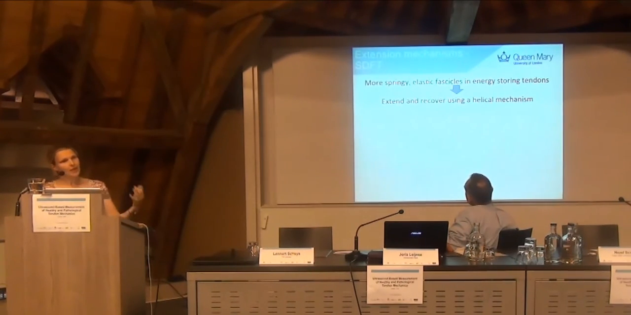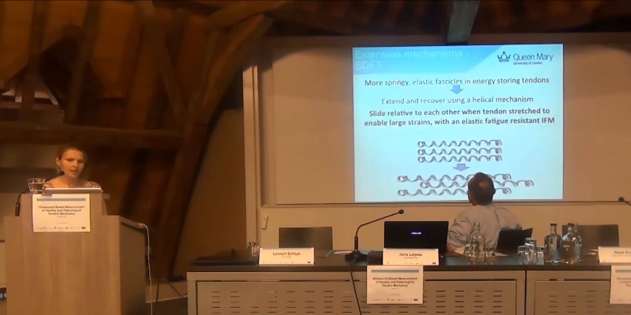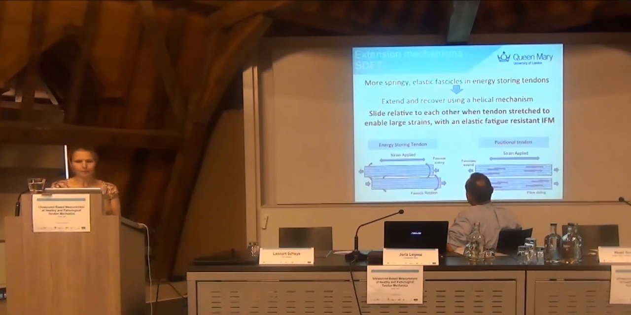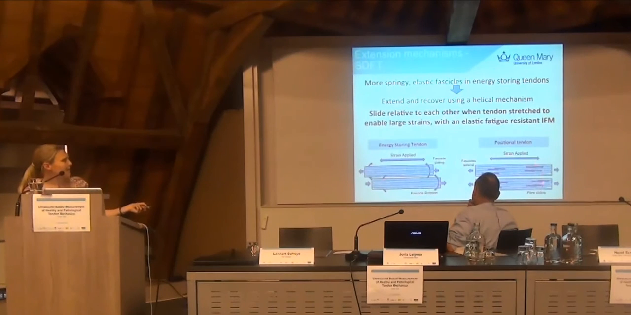So it seems that we can kind of piece this together and start to get a series of hierarchical differences between an energy store and a positional tendon about what it may be that allows an energy storing tendon to work more effectively. More sort of springy, elastic, helically organised fascicles in an energy storing tendon. They seem to extend and recover using that helix, pulls and recovers. And then they all slide relative to one another as well to allow those extra large strains with matrix between them that seems to allow more elastic sliding and recoil to occur. There we go. You can show that here sort of schematically, looking at these differences in behaviour for the different types of tendon.